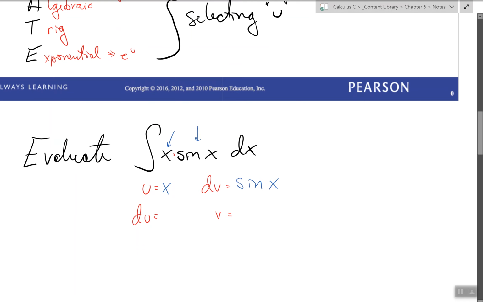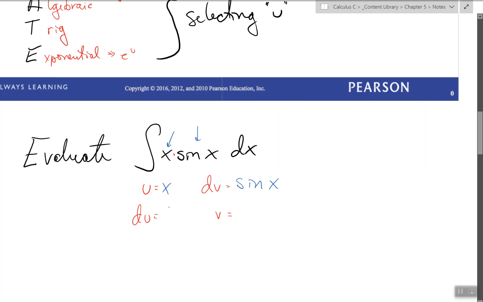So where we want to go from here, we want to take the derivative of u and the antiderivative of dv. Now, if you pick a u that you do not know the derivative of, chances are you've picked the wrong u. If you pick a dv that you do not know the antiderivative of, again, chances are you've picked the wrong dv. These should be known derivatives and integrals. If they are not, go back and try again.